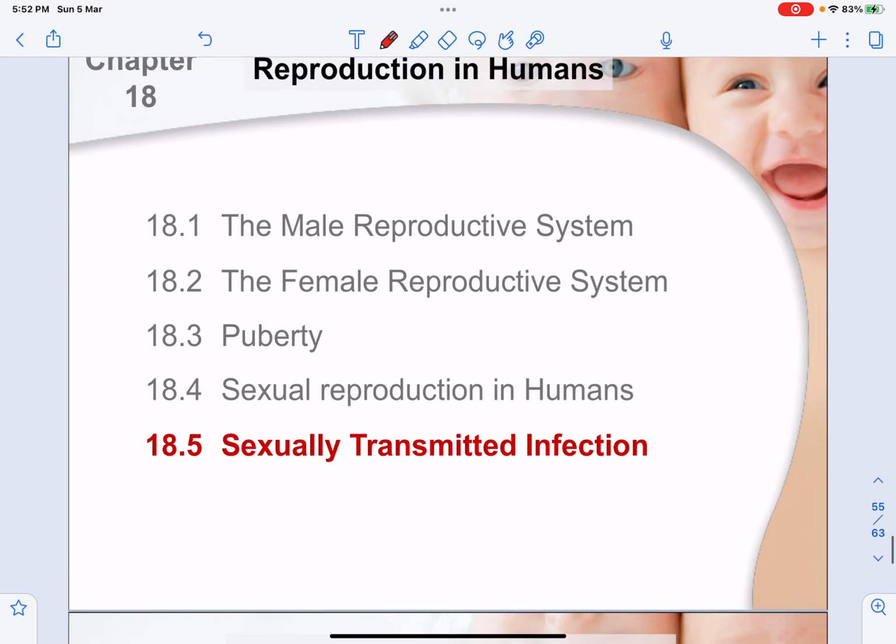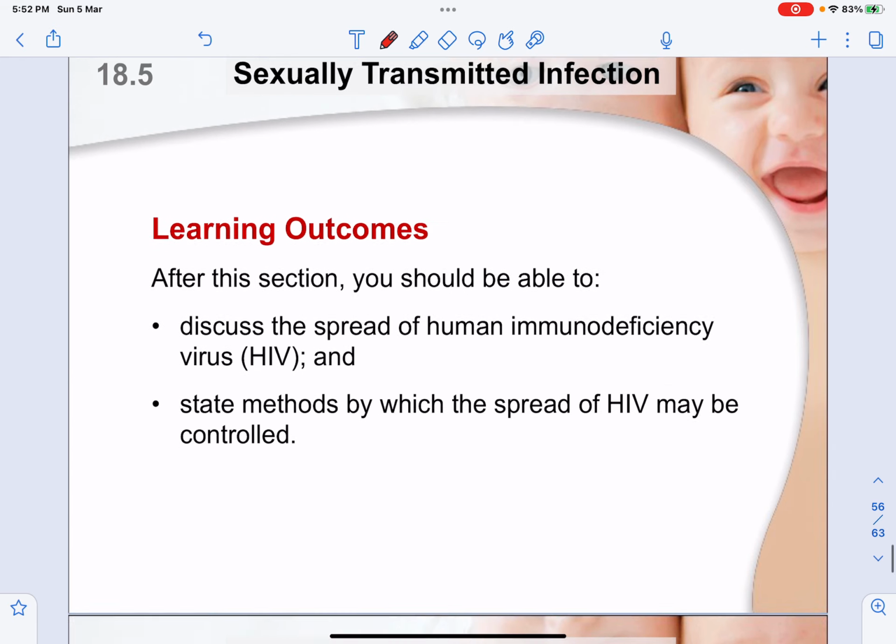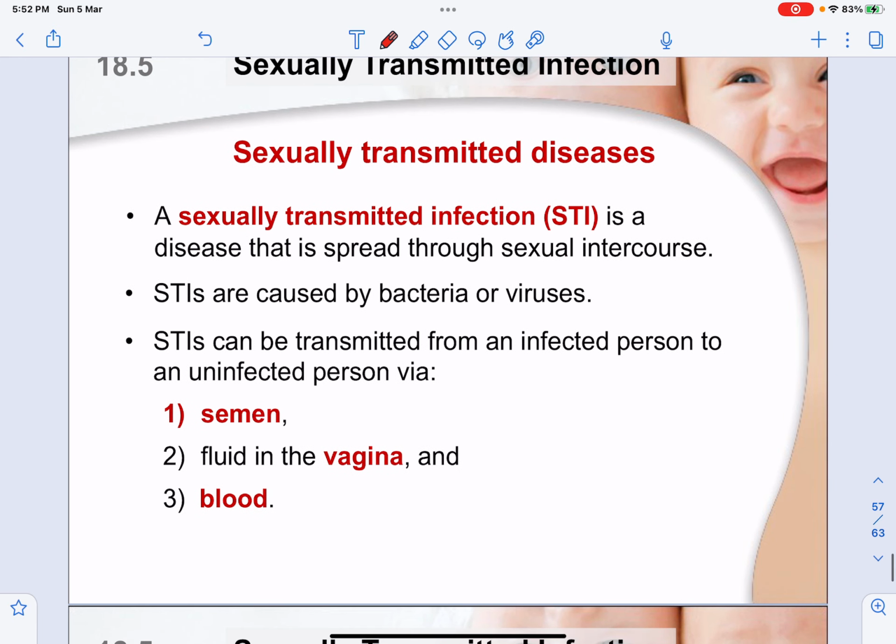Okay, finally we'll talk about sexually transmitted infections. A sexually transmitted infection, STI, also known as STD, is a disease that is spread through sexual intercourse, and this can be caused by either bacteria or viruses. For viruses, it's very hard to find a cure, whereas for bacteria, through a course of antibiotics, you could actually kill off these bacteria.